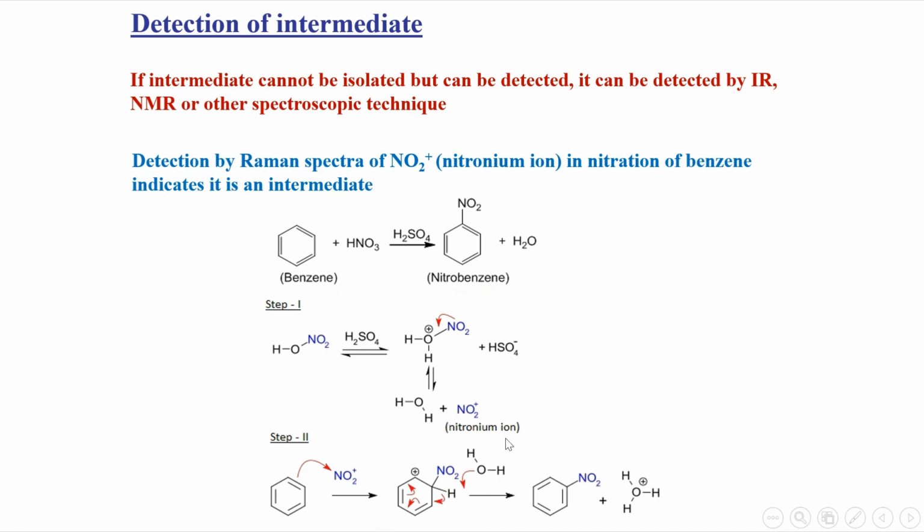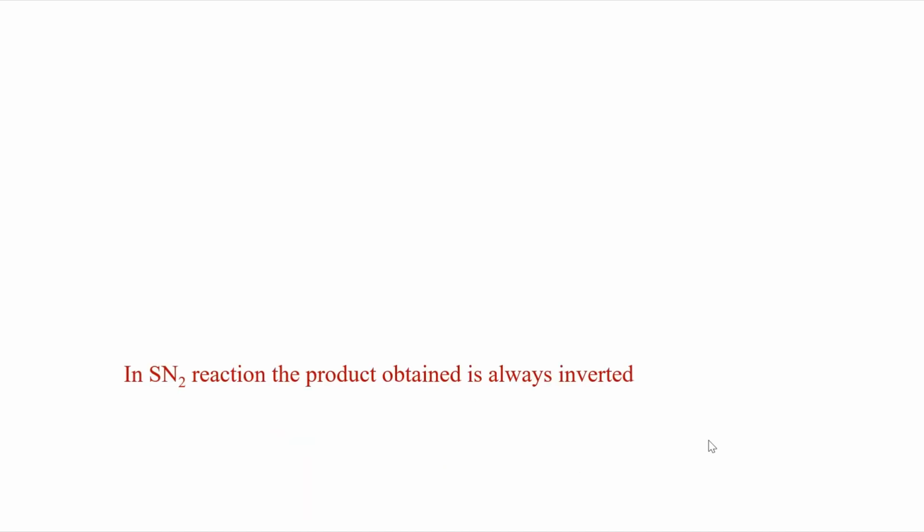Nitronium ion is highly unstable and it is unisolable. Thus, it was detected by NMR spectroscopy or IR spectroscopy. In this case, it has been determined by Raman spectra. The nitronium ion peak in the Raman spectra indicated that nitronium is the intermediate formed. This detection of nitronium ion as an intermediate gives evidence that the mechanism proposed is right. This is another method of knowing the reaction mechanism.